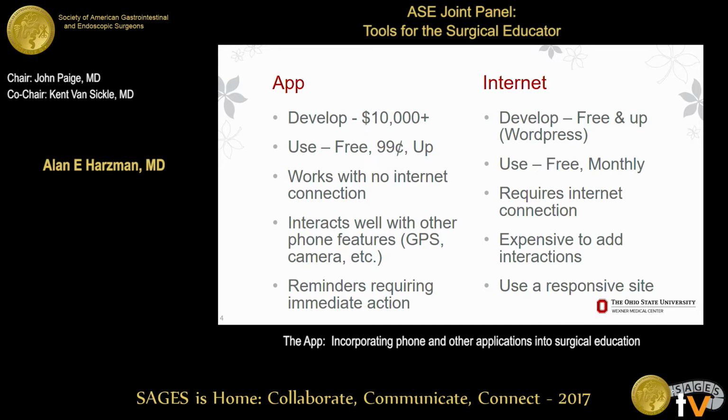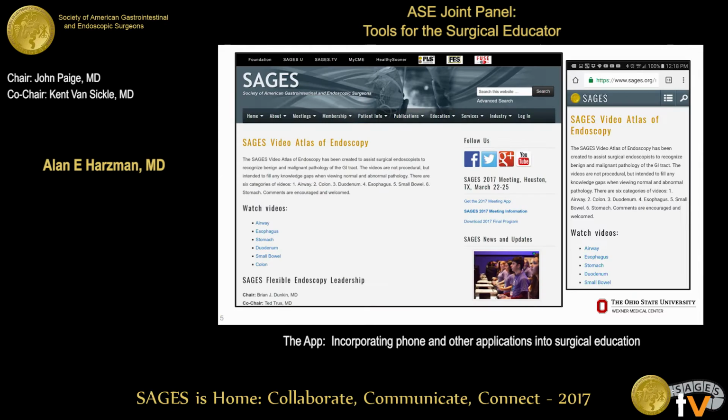The internet is in some ways the opposite of that. It obviously requires an internet connection, and you can develop a website relatively cheaply, even for free, with a WordPress type site, which I'll show you in a second. At this point, you would want to use what we call a responsive site. If you go to the SAGES site and look at the Video Atlas of Endoscopy, on the left is a screenshot of my laptop, on the right is a screenshot from my phone. It's the same information, but a responsive website will reformat it. Essentially on your phone it looks like an app and works mostly like an app.